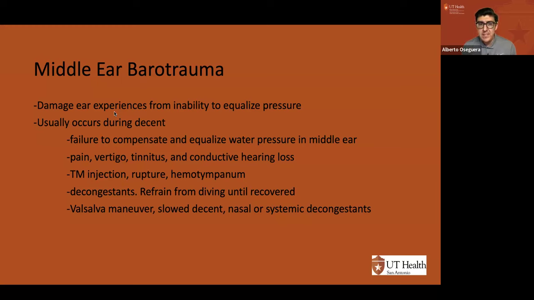Different ways to try to prevent this is performing the Valsalva maneuver during descent. You do want to caution patients or people who are going diving that if you do excessive Valsalva maneuvers, you could actually make things worse. So trying not to over exaggerate the Valsalva maneuver, because you can actually create barotrauma just from that. And then you want to definitely have a slow descent, and definitely plenty of practice and training to ensure that this doesn't happen. You can also pre-dive, you can kind of prophylactically treat with nasal or systemic decongestants.